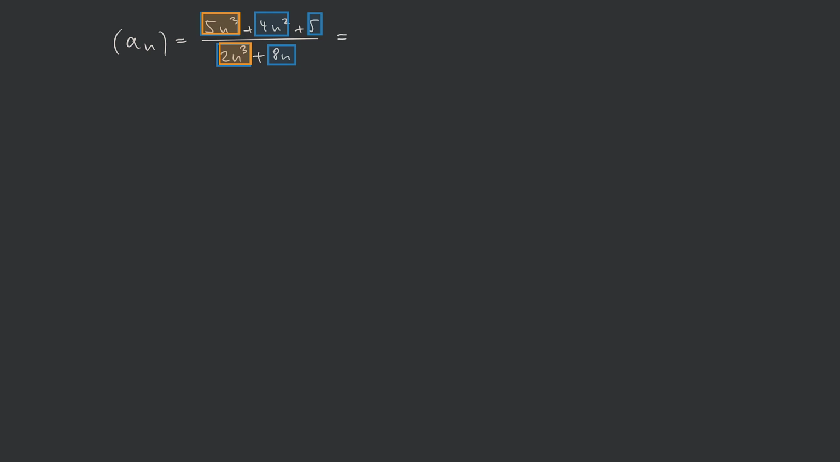So we get the following fraction: 5 plus 4. Now n to the second power divided by n to the third power is 1 over n. So 4 times 1 over n plus 5 times 1 over n to the third power divided by 2 plus 8 times 1 over n to the second power.